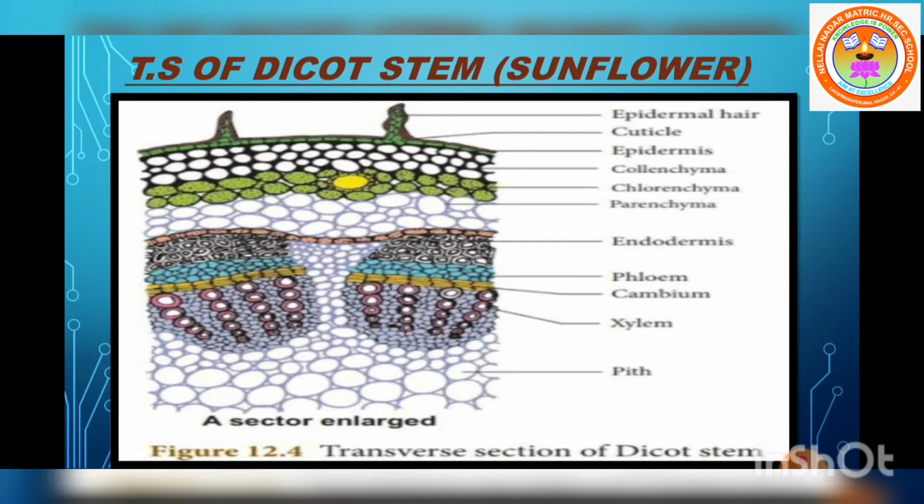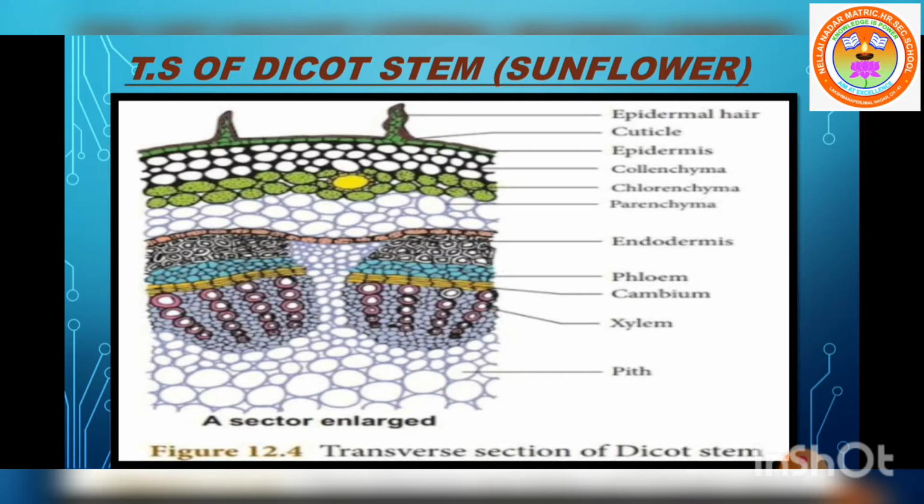Next to epidermis, we can see cortex. Cortex lies below the epidermis. The cortex is differentiated into three zones in the case of dicot stem. Below the epidermis, there are a few layers of collenchyma cells. Just see the picture. Below the epidermis, there are a few layers of collenchyma cells. This zone is called hypodermis.